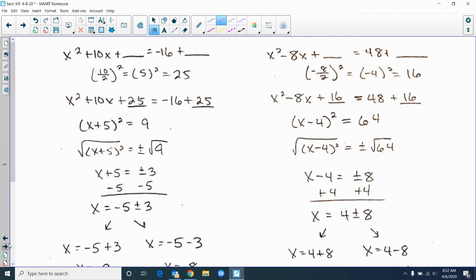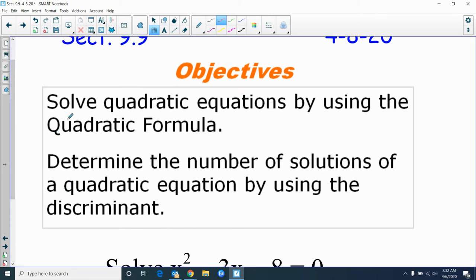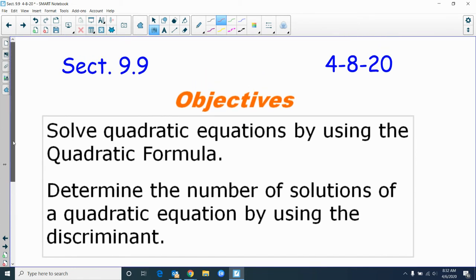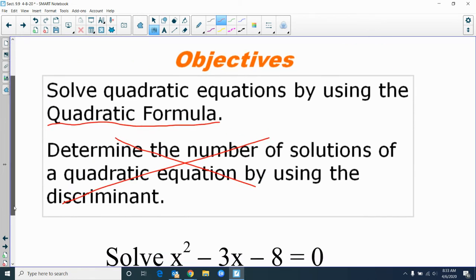All right, in section 9.9, we're still solving quadratic equations, but we're going to do it another way. This is a third way. We've had factoring, we've had completing the square, and now we have the third way, which is called the quadratic formula. For some of you, this may be the easiest. Okay, we're not going to worry about the number of solutions at this point. We're just solving it.